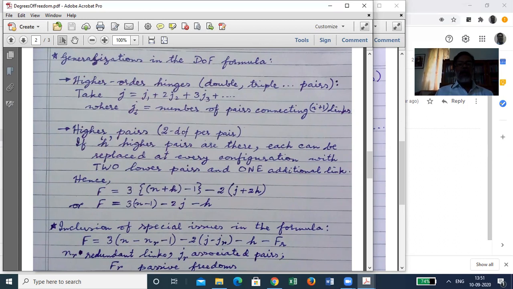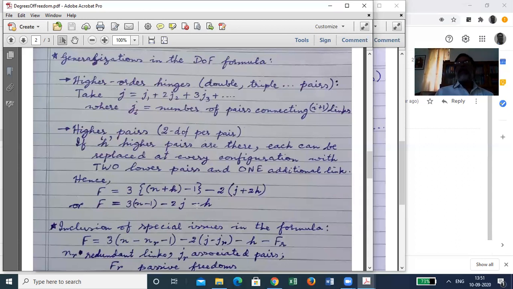That minus 3 has been already counted here. From here, you will get 3 times 8 positive. And from the second term, you will get minus 4 times 8. So 3h minus 4h, minus h will remain. So that's it. So thrice n minus 1 from here, minus 2j from here, and 3h minus 4h gives you this extra minus h. That means whatever was the original formula, from that if you subtract h, number of higher pairs, then you will get the correct generalized formula.